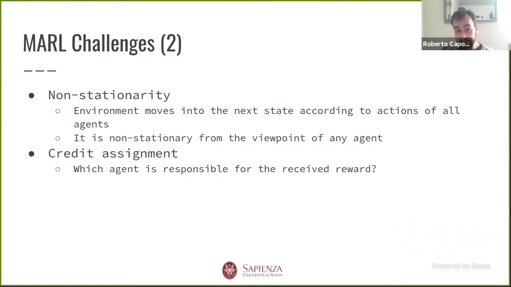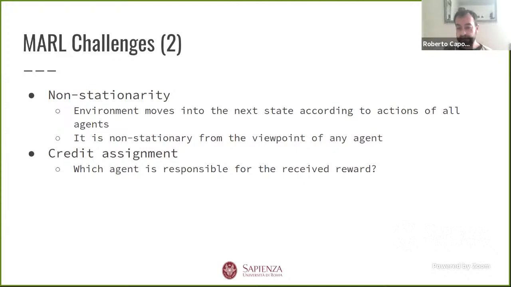In this case, you not only don't know which action led to a certain reward, but given that the reward depends also on other agents, you don't even know which agent was responsible for the received reward.